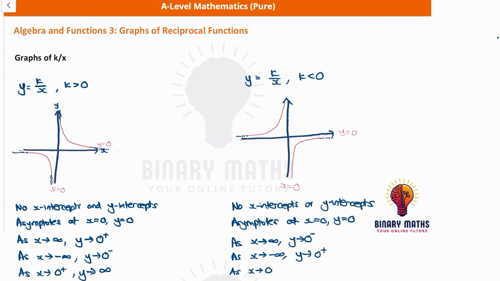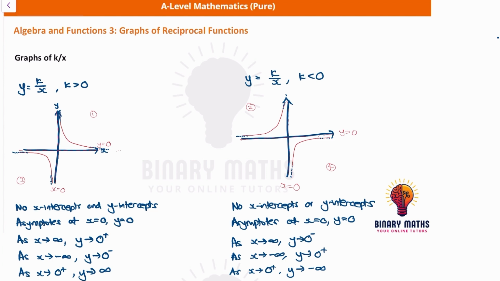As x tends to 0 from the positive side, you can see y is getting more and more negative, so it's approaching negative infinity. And as x tends to 0 from the negative direction, you can see y is tending to positive infinity. So those are the features of the graph. Remember, when k is positive, it's in quadrants 1 and 3, and when k is negative, it's in quadrants 2 and 4.